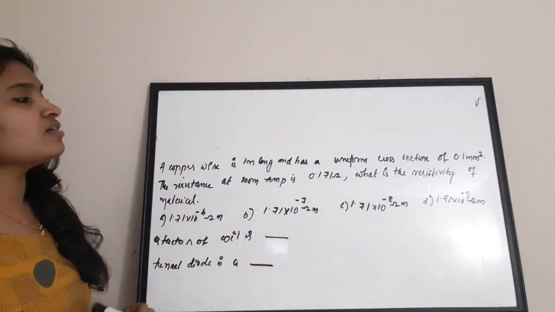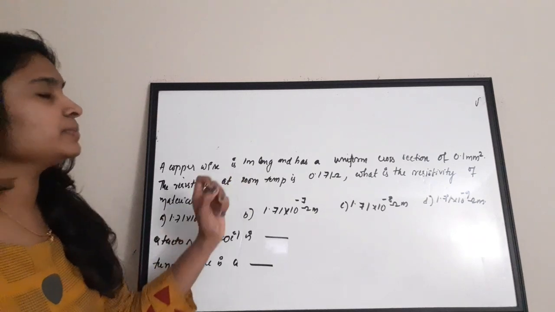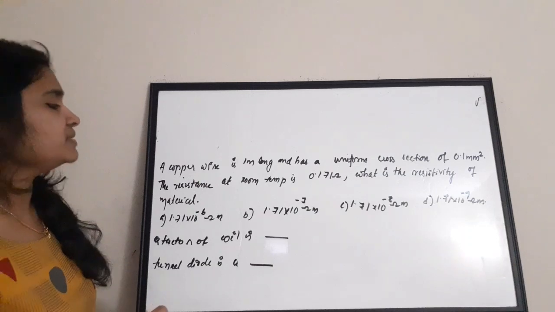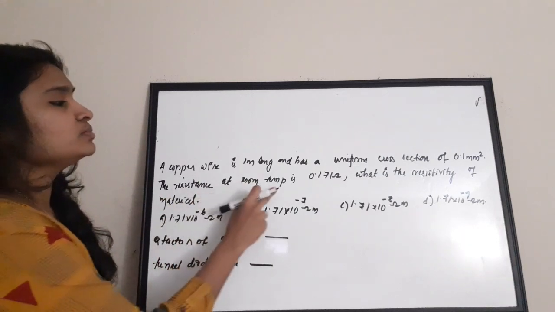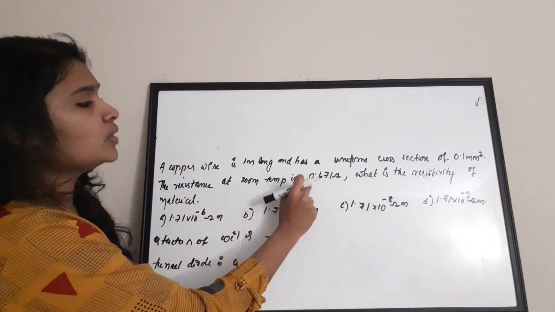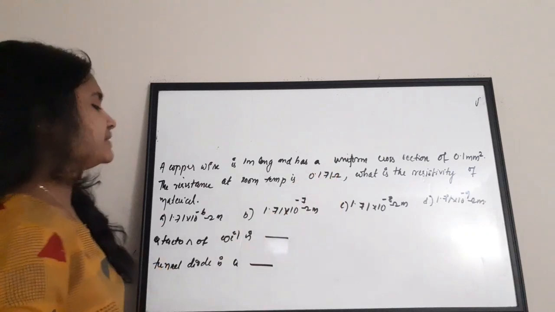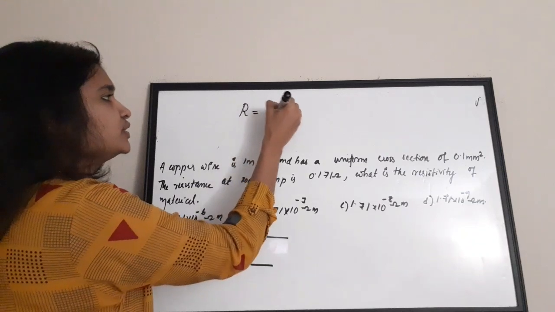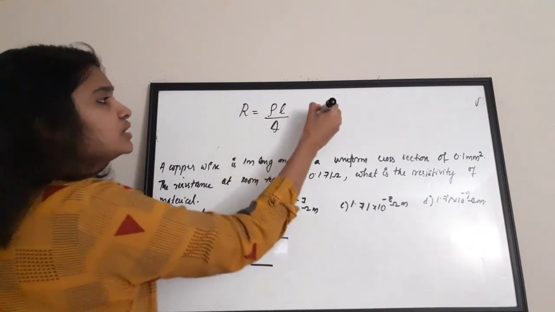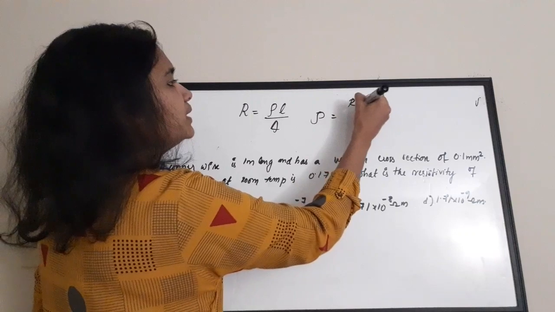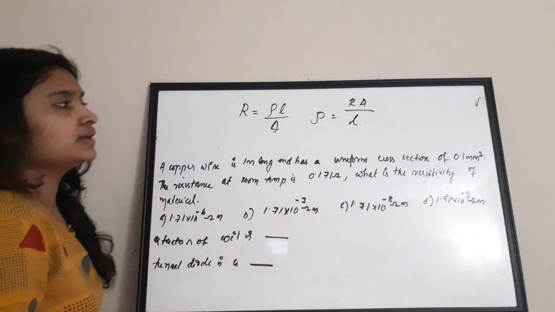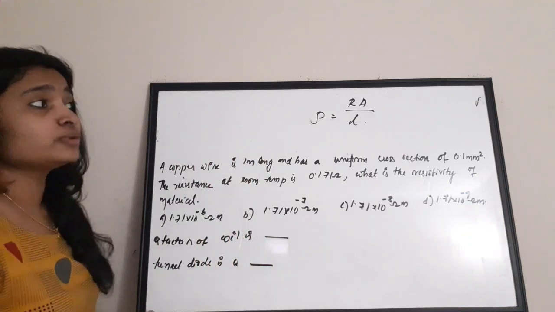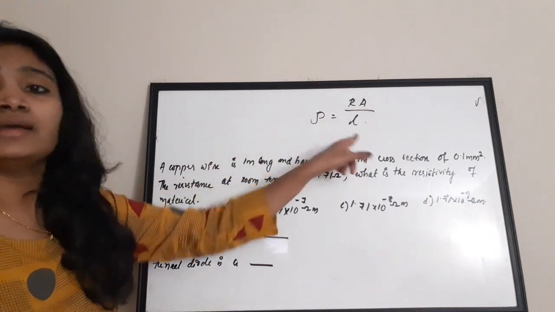A copper wire is 1 meter long and has a uniform cross section of 0.1 millimeter square. The resistance at room temperature is 0.171 ohm. What is the resistivity of the material? The equation you have to use here is R is equal to rho into L by A, and from this, rho is equal to R into A by L. This is a very basic equation, and you have to substitute for R, A and L.